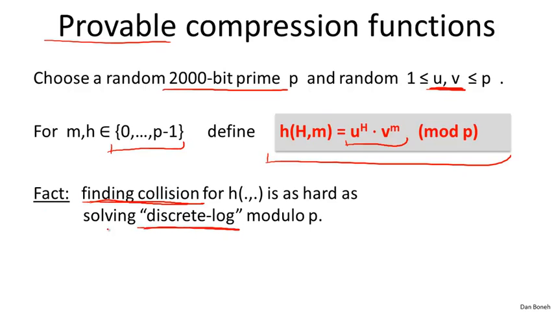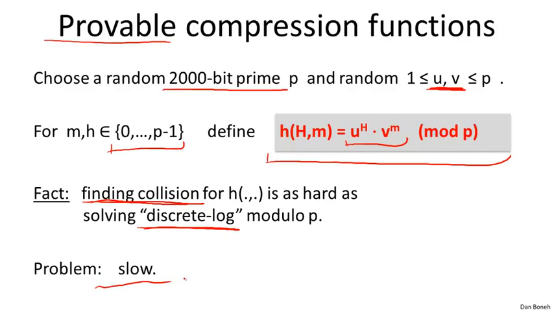Everyone believes discrete log is hard, and as a result, this compression function is provably collision resistant. So you might ask me, why do people not use this compression function in practice? Why would we not use this for SHA-256? And the answer is that this gives very slow performance in comparison to what you get from a block cipher, so this is not really used for any compression functions.